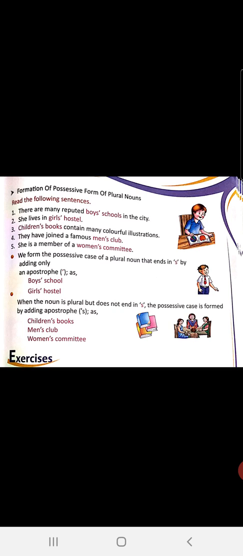We form the possessive case of a plural noun that ends in s by adding only an apostrophe. Girls' hostel, boys' school. When the noun is plural but does not end in s, the possessive case is formed by adding apostrophe s. Children's book. You see, children is a noun which is already in plural, but it is not ending with s, so you will put apostrophe s. Child is the singular noun. Men is plural, man is singular. Women is plural, woman is singular.